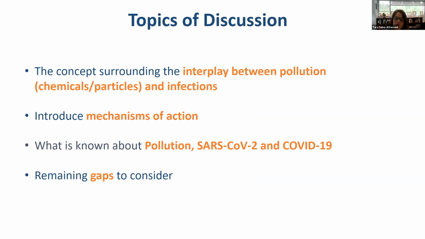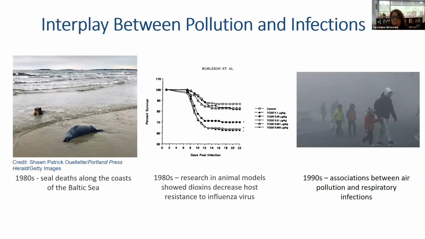So what I thought I would do was cover a couple different topics here. First, I want to talk a little bit in general about the concepts surrounding the interplay between pollution and infections, and then introduce just a few mechanisms of action really related to exposure and the immune system that I think are likely important in this space. I'll try to talk a little bit about what we know so far about these mechanisms in the context of pollution, SARS-CoV-2 and COVID-19, and then really summarize up by talking about some important gaps and ways we might move forward with research initiatives today.